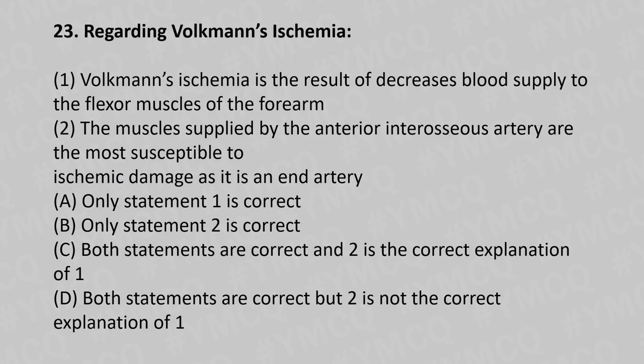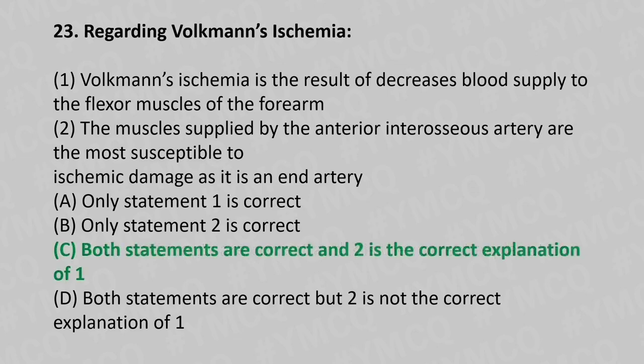Regarding Volkmann's ischemia. 1. Volkmann's ischemia is a result of decreased blood supply to the flexor muscles of the forearm. 2. The muscles supplied by the anterior interosseous artery are the most susceptible to ischemic damage as it is an end artery. Option A, only statement 1 is correct. Option B, only statement 2 is correct. Option C, both statements are correct, 2 is the correct explanation of 1. Option D, both statements are correct but 2 is not the correct explanation of the first. And the answer is option C, both statements are correct, 2 is the correct explanation of the first.